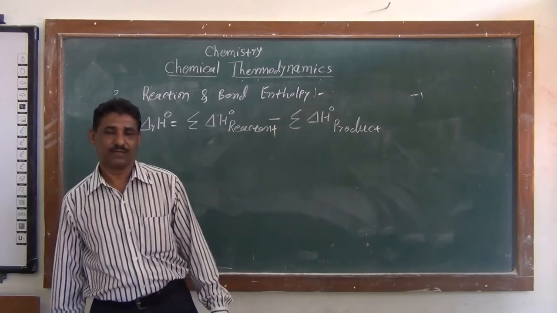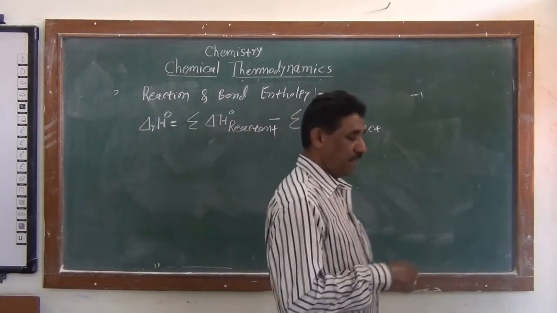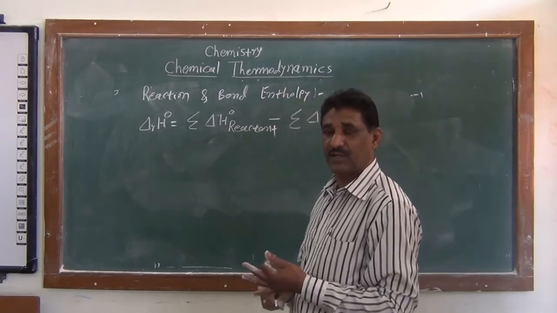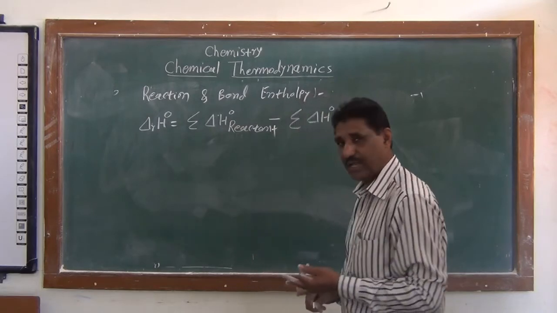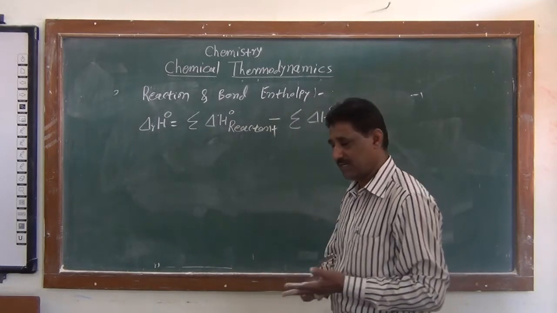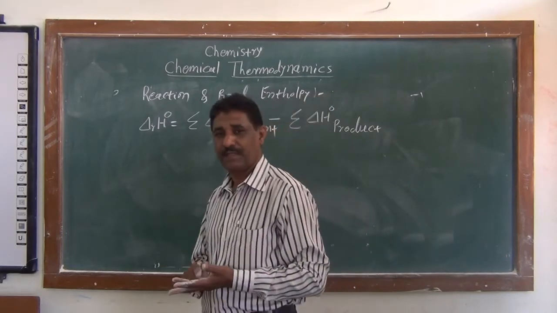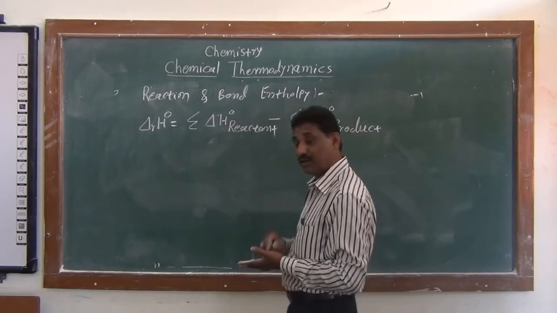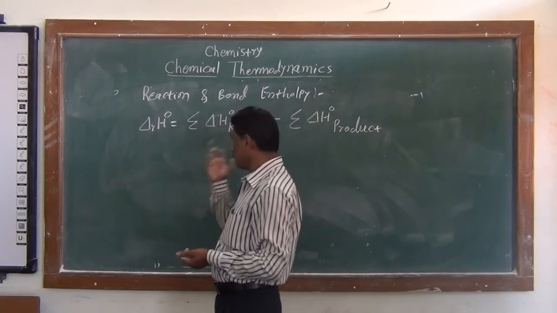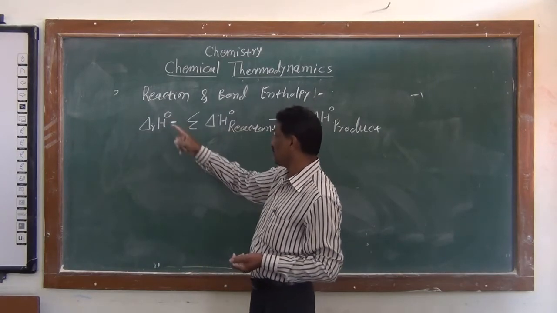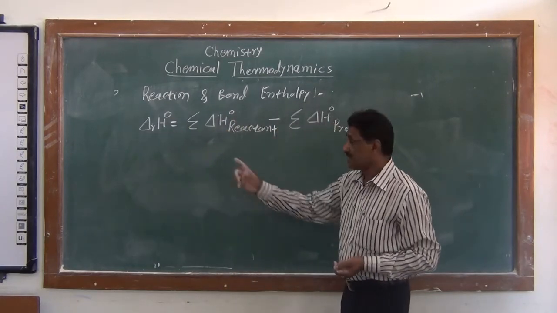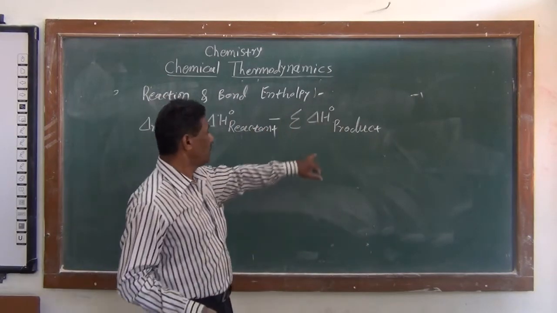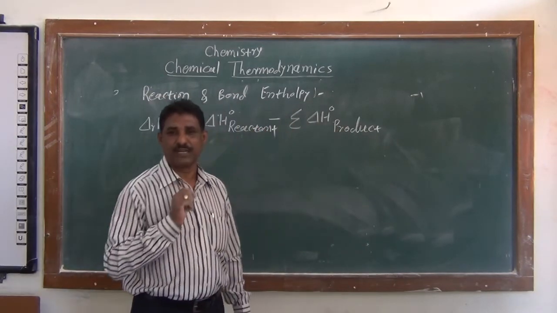If you look at this formula you will notice: earlier we saw formulas to calculate enthalpy of reaction, or to calculate standard enthalpy of formation, or to calculate standard enthalpy of combustion. That time we use the formula delta rH0 is equal to summation of standard enthalpy of product minus standard enthalpy of reactant. That formula was used.